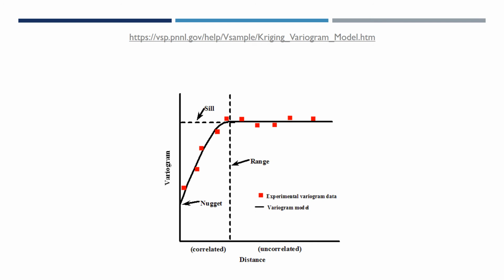The range is the distance between sample points when the variability hits its plateau or maximum. Okay? The sill is the level of variability in your data when you reach that range. Does that make sense? Alright, let's see what we got next.